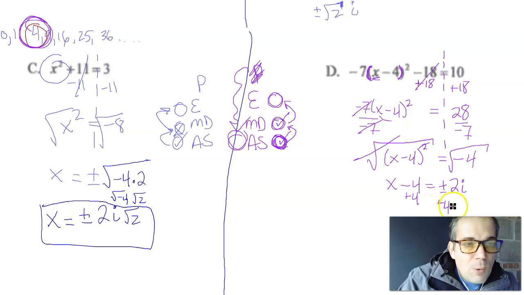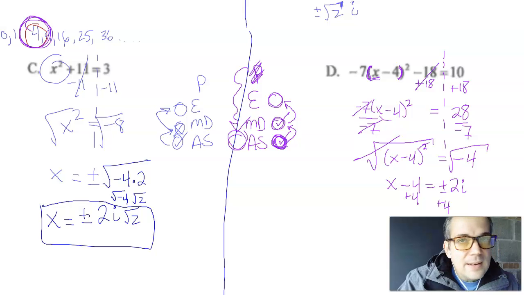And the last thing I need to point out is that this has an i, and this doesn't. Right? This has an i, and this doesn't. So these are not alike. And if terms are not alike, you cannot combine them, so you do not put them together. Your final answer is going to be 4 plus or minus 2i.